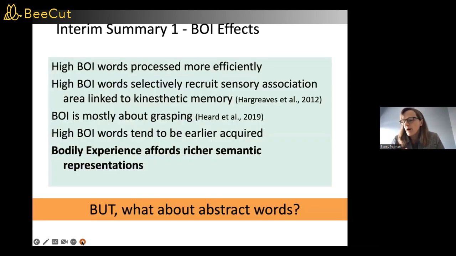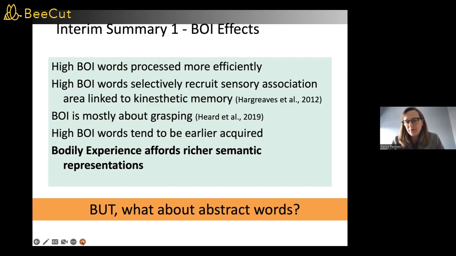We've also done, I mean, BOI is kind of a coarse dimension. There are lots of different ways the body could be interacting with some of these concepts. So we have drilled down on that in some recent work and found that BOI is largely about graspability. Things you can grasp more readily tend to have higher BOI. There are other ways, of course, that you can have more of an all-body proprioceptive sort of experience with an object. But largely when people think about body object interaction, they're thinking about their hands and they're thinking about grasping.